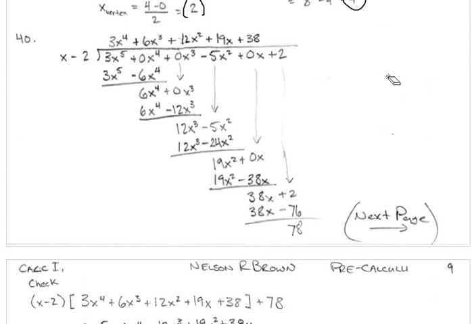Okay, so the next problem says find the quotient q of x and the remainder r in the division of 3x to the fifth minus 5x squared plus 2 by x minus 2. That instruction is the same thing as saying evaluate 3x to the fifth minus 5x squared plus 2 divided by x minus 2. So what we need to use is long division of polynomials.